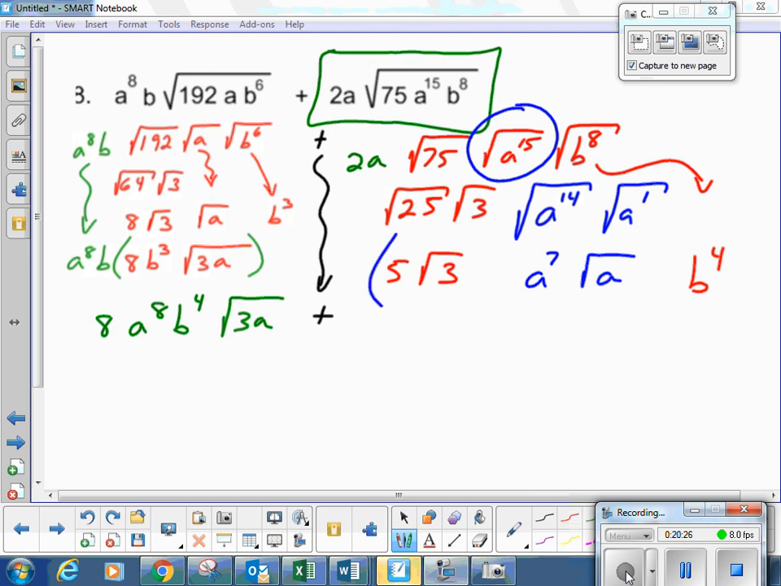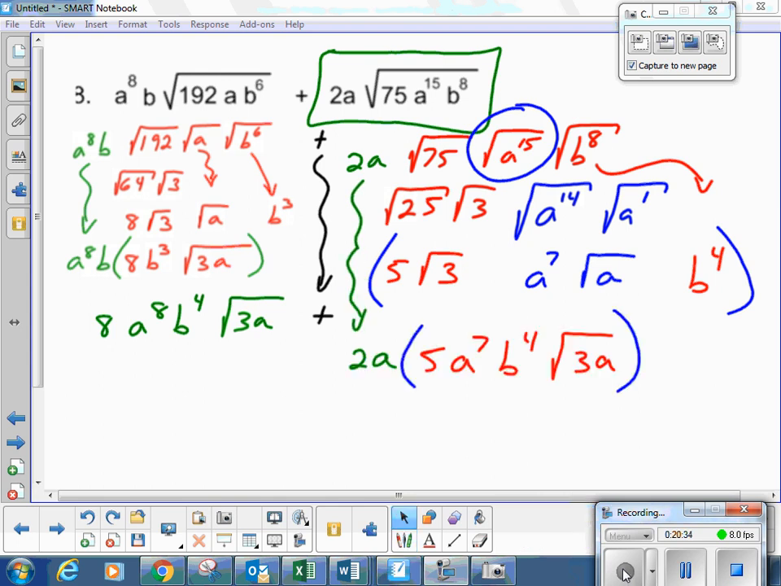And all of this, remember, I'm going to clean it up in a second, but don't forget about your 2a out front. He's still out there. That's a 2a. Okay, so I've cleaned up those pieces now. Again, everything that was not inside of a radical, I put out front. Everything that was inside the radical, I put inside one big radical. So finally now, when I multiply these two pieces together, I'm going to go green to red. I'm going to do 10a to the 8th, and there's no other b's, so I'll say that's b to the 4th, and there's no other radicals, so I'll keep it as radical 3a. And that's what happens to that radical.